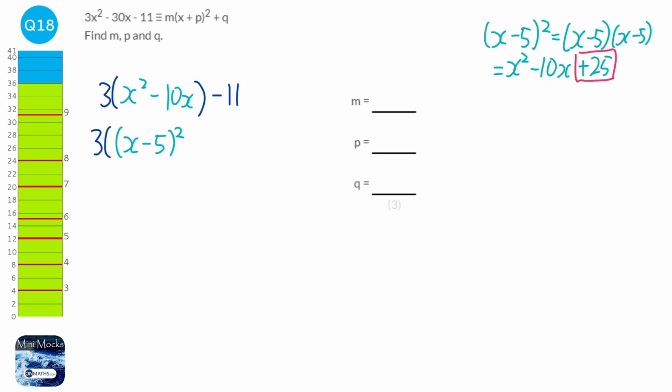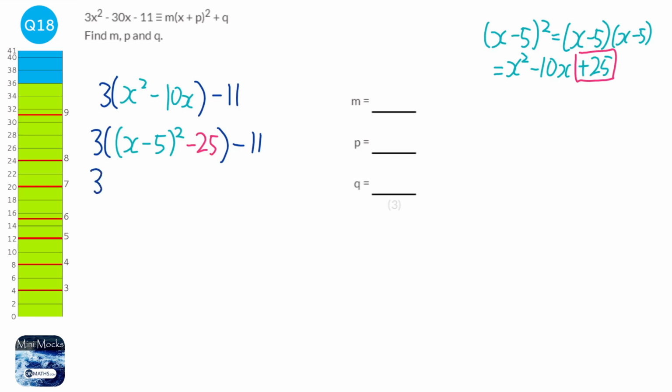And we deal with that by removing the 25, which we do here. Close brackets, minus 11. So the blue parts haven't changed. The turquoise parts are the completing the square bit, but the minus 25 just removes that 25 that the x minus 5 squared brackets create.